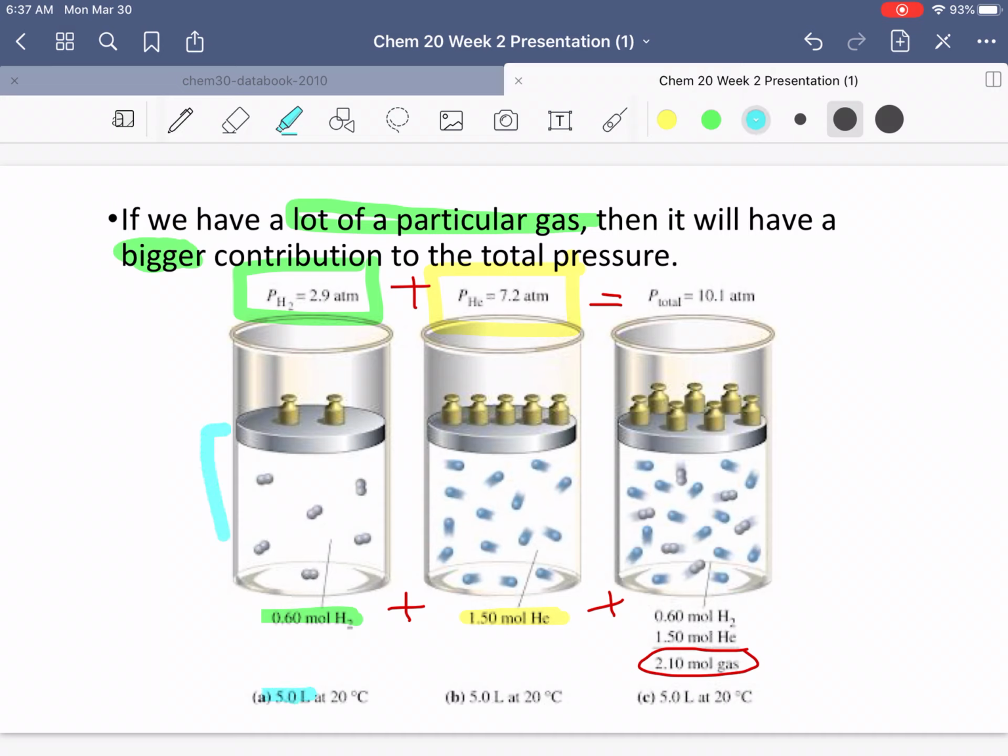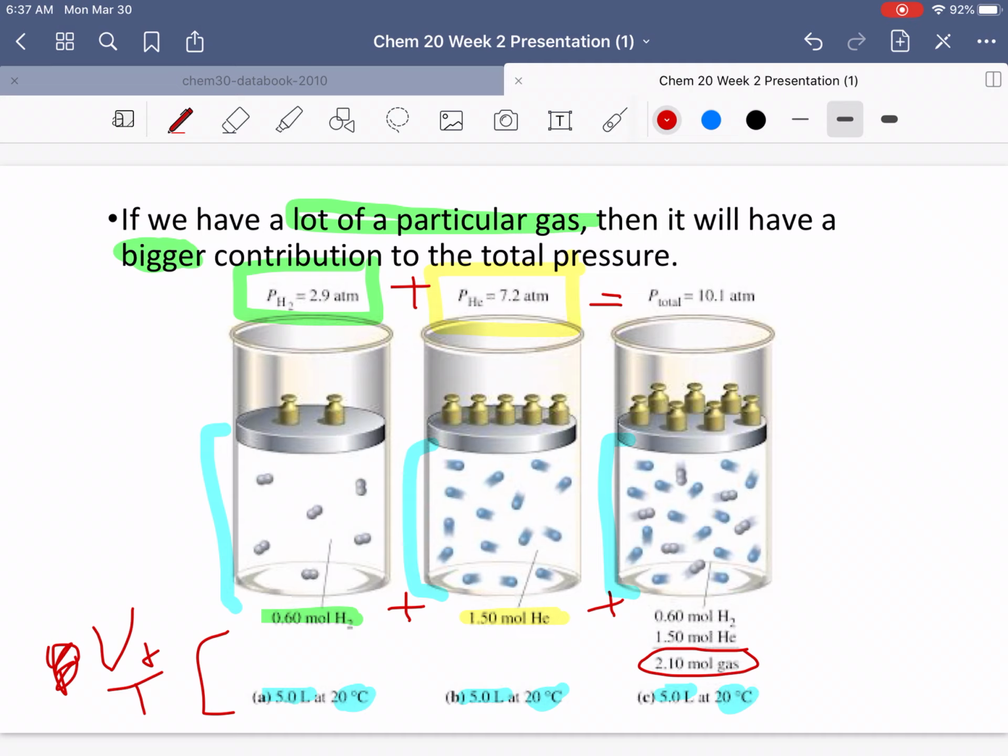5 liters is our volume, and that's how much is there. 5 liters is the volume of the helium too. And when we put them together, they're still in a 5-liter container. So volume is the same for both. Also take note, temperature, 20 degrees Celsius, 20 degrees Celsius, and 20. So volume and temperature are the same for both of them. The amount of pressure gets added up. And, of course, the amount of moles also gets added up.